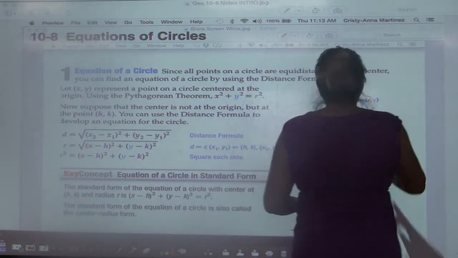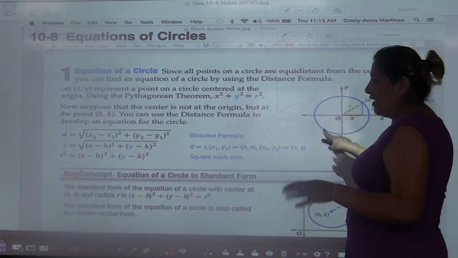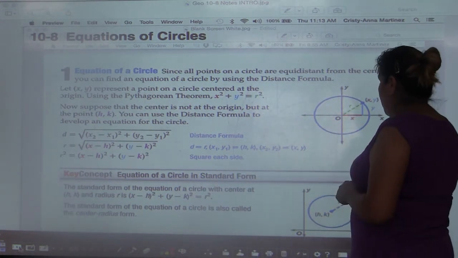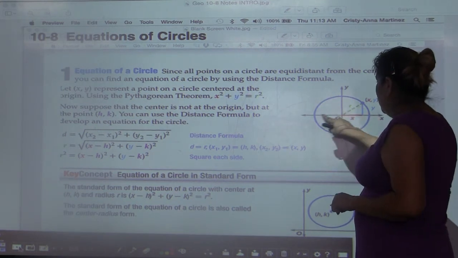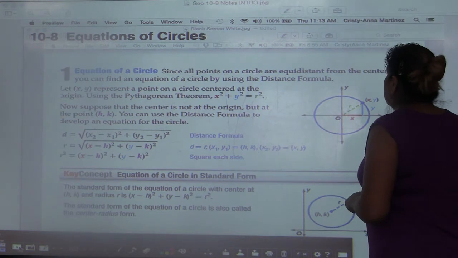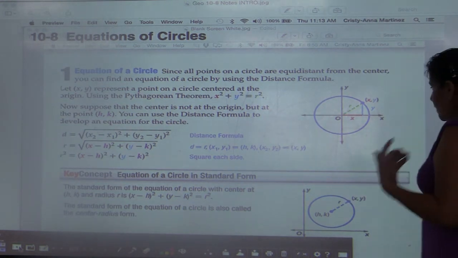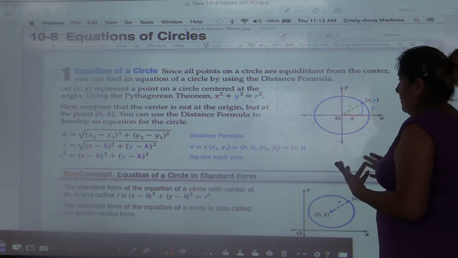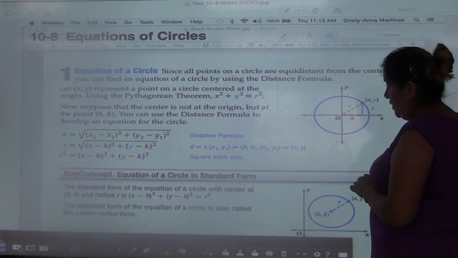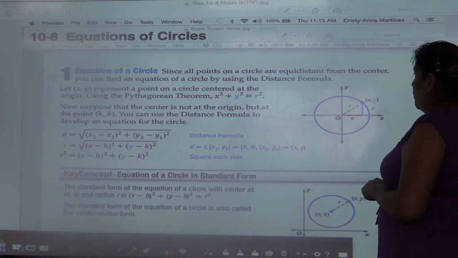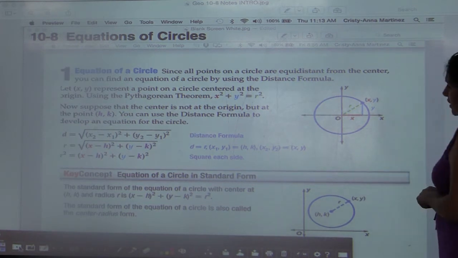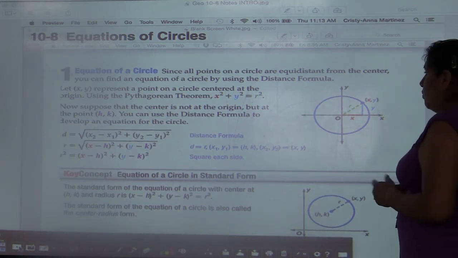So since all points on a circle, and we already know that all the radii are the same, hence this distance anywhere in the circle is always the same. But we're going to get a little more mathematical right now on how that comes to play out into the equation. So it says, since all points on the circle are equidistant from the center, you can find the equation of the circle by using the distance formula, which you're well familiar with.